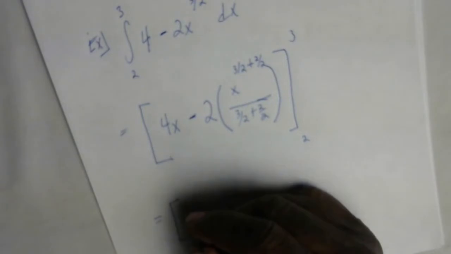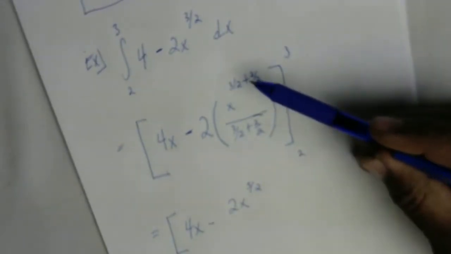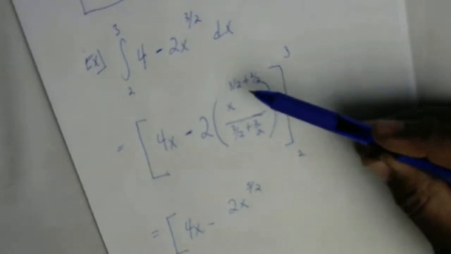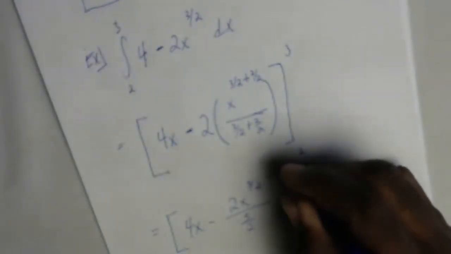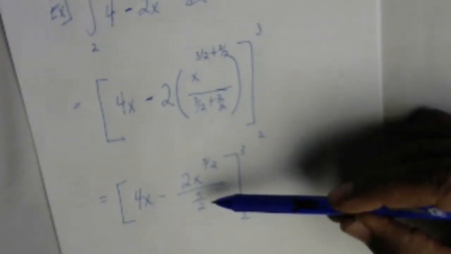So if I were to simplify, I'm going to have 4x minus, and I'm going to write this all as one fraction now, 2x to the 5/2 power, right? Because 3/2 plus 2/2 is 5/2, divided by 5/2. Now, we're just simplifying this a little bit. 5/2 in the denominator is 2/5 in the numerator.